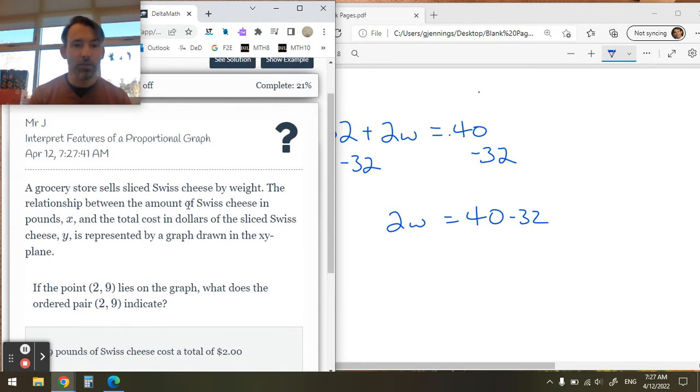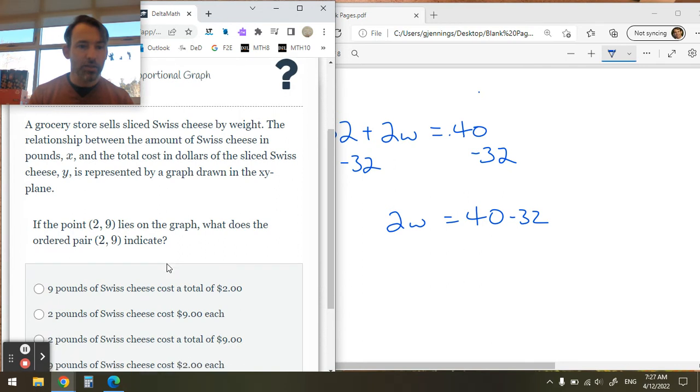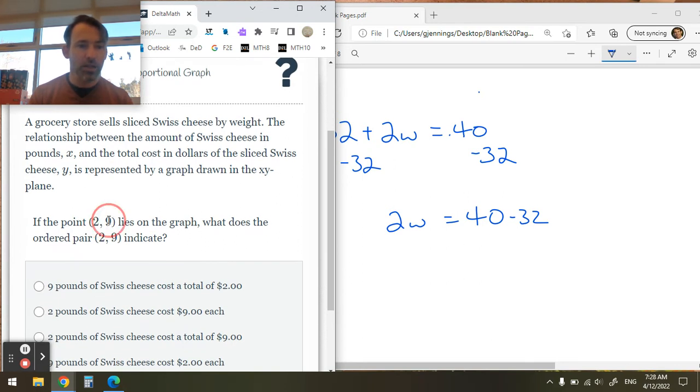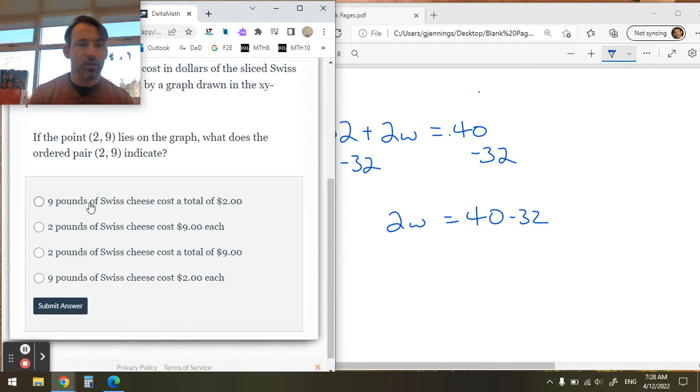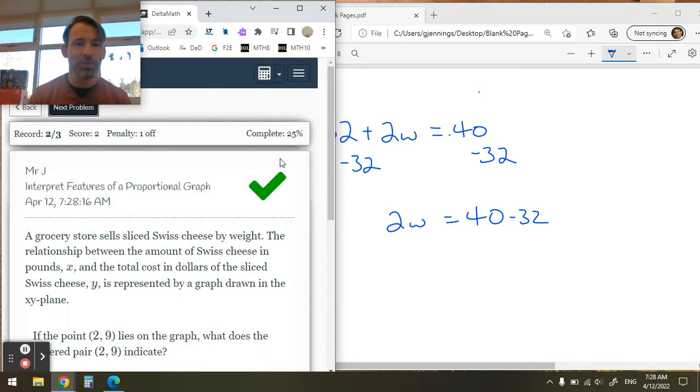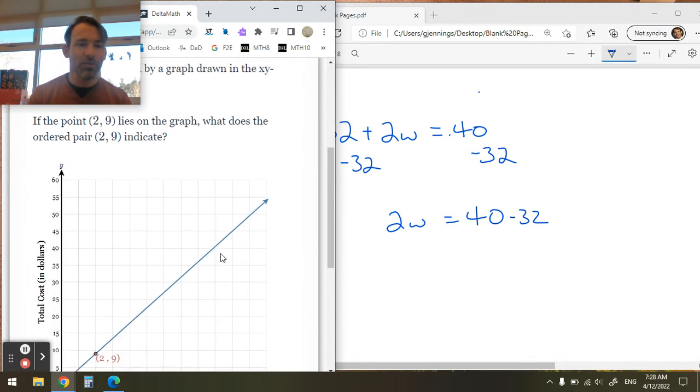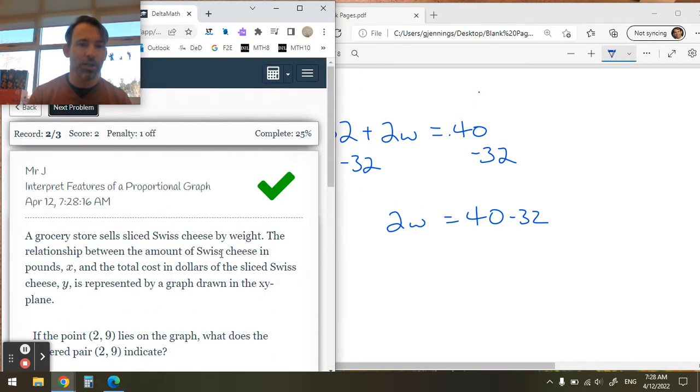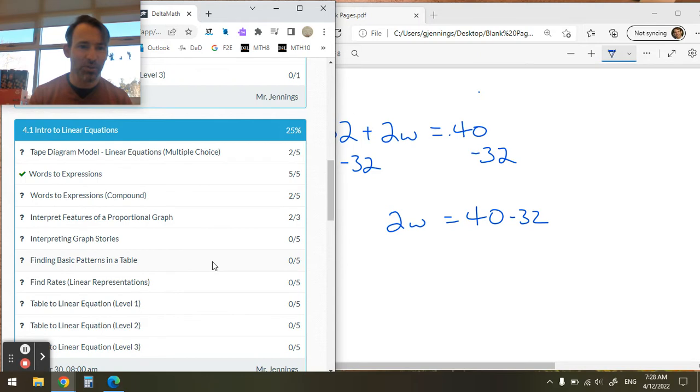And then that's true. Let's do another one. A grocery store sells sliced Swiss cheese by weight. The relationship between the amount of Swiss cheese in pounds, x, and the total cost in dollars of Swiss cheese, y, is represented here. Okay, so this would tell me that 2 pounds cost $9. Okay, so 9 pounds of Swiss cheese cost $2? No. 2 pounds of Swiss cheese cost $9 each? No. 2 pounds of Swiss cheese cost a total of $9 will be correct. So we need to be able to interpret these types of things and understand them. If we are confused, we absolutely want to read their explanations for some questions that we don't get.